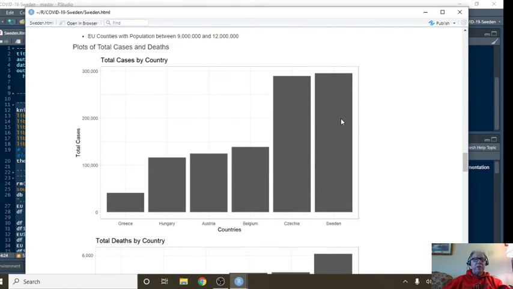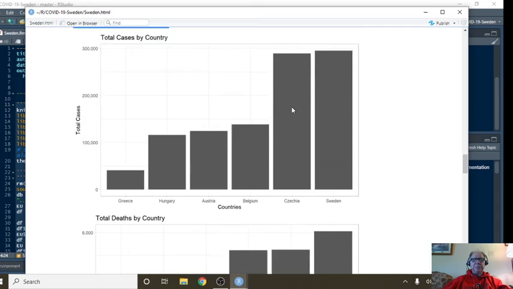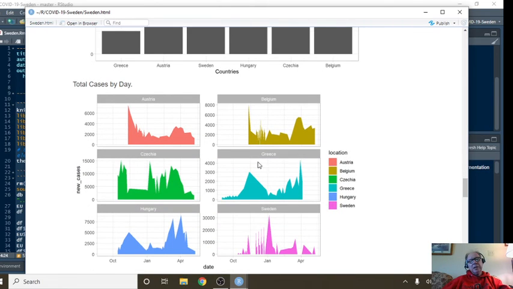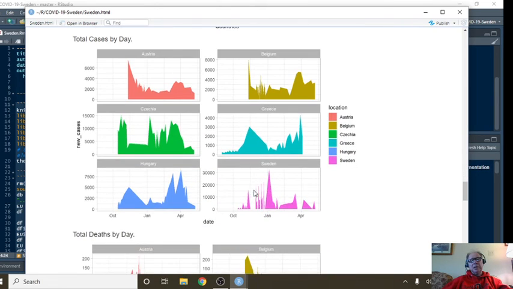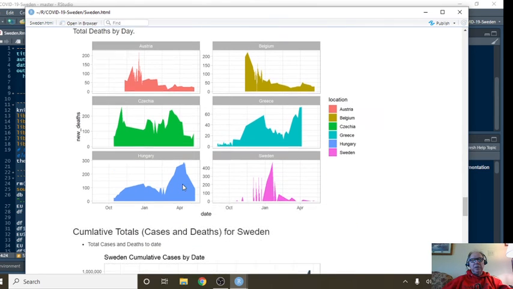But now you're rated first in total deaths for EU countries with a population of 9 to 12 million. But you have the third lowest number of cases for that same population group. And this is daily cases broken up by the six countries. And this is daily deaths broken out by the six countries.